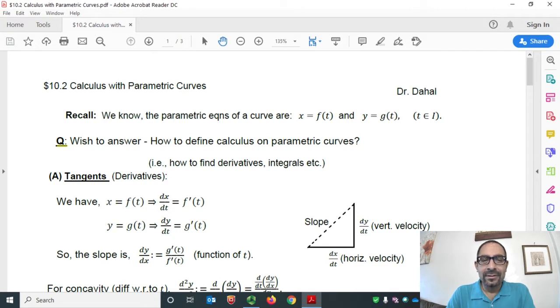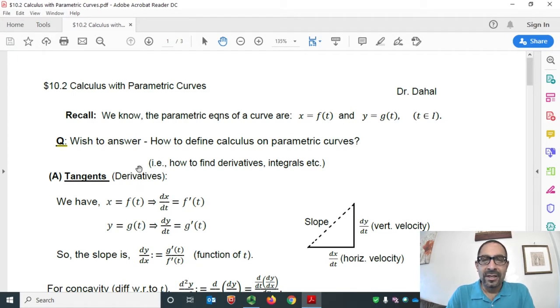Quick recall. We know the parametric equations of a curve are of the form x equals f(t) and y equals g(t), where t comes from some interval. So the question we answer in this section is how to define calculus on parametric curves. That is, how to define derivatives, how to define integrations, how to define arc length of parametric curves.